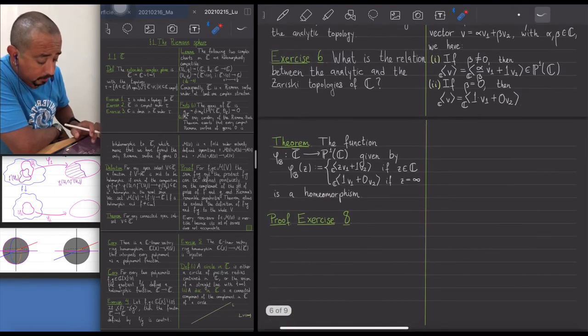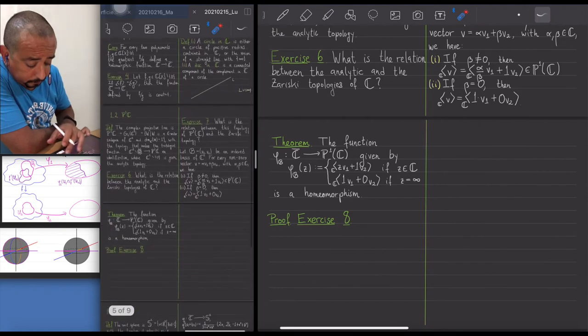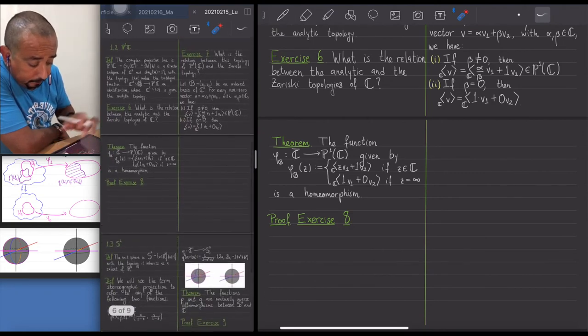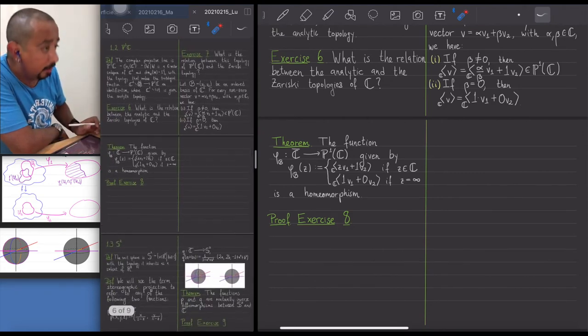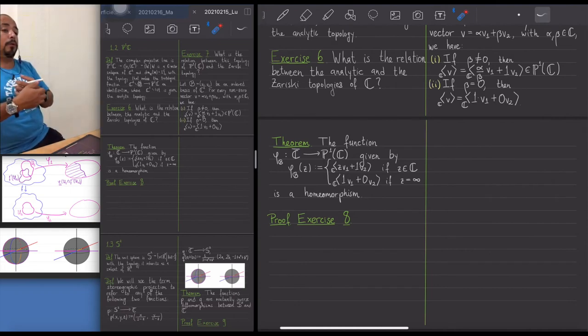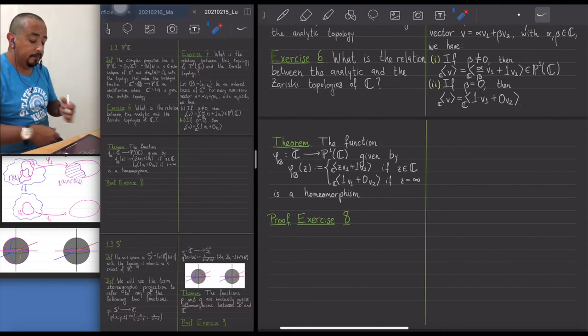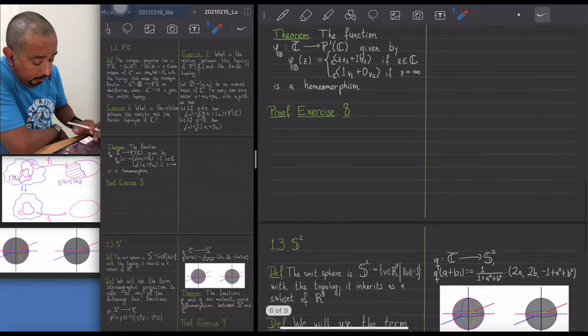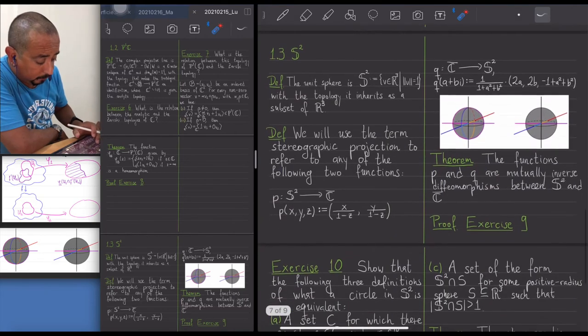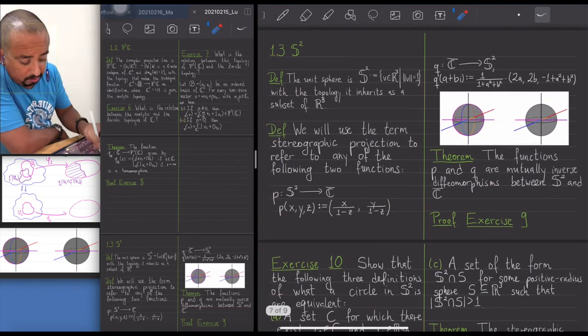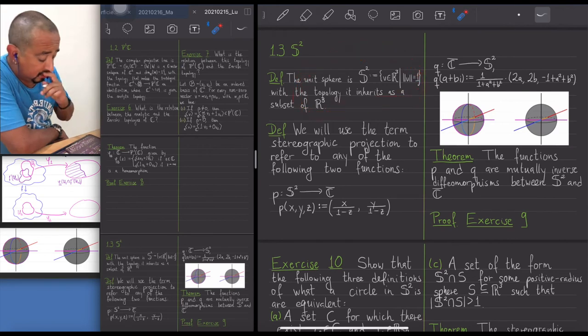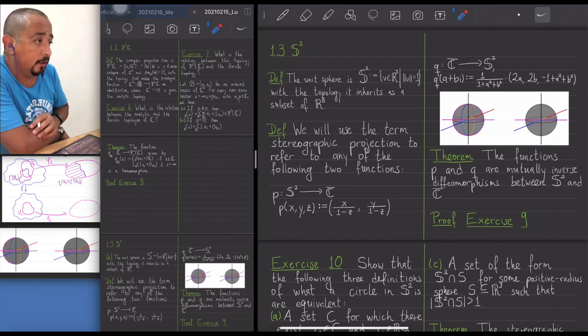So let's move on to the third model of the Riemann sphere, which is the unit sphere in R3. So, the unit sphere in R3. Not much more to say there. It has the topology it inherits as a subset of R3.